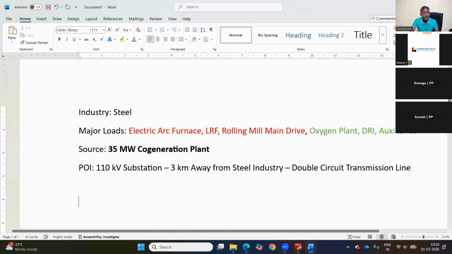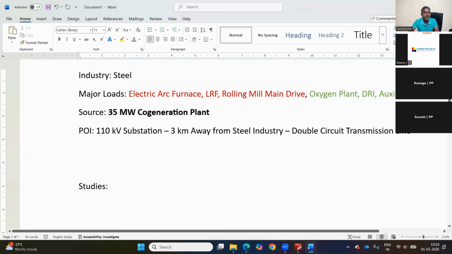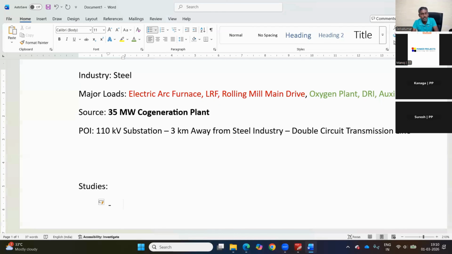What are the studies which need to be performed for this? Obviously, you need to perform a load flow study to find out the voltage profile, equipment rating, losses, transformer OLTC range, or to decide whether a de-energized tap changer is sufficient or an on-load tap changer is needed. Power factor correction, capacitor bank ratings, to set the generator terminal voltage. So, multiple reasons you need load flow.